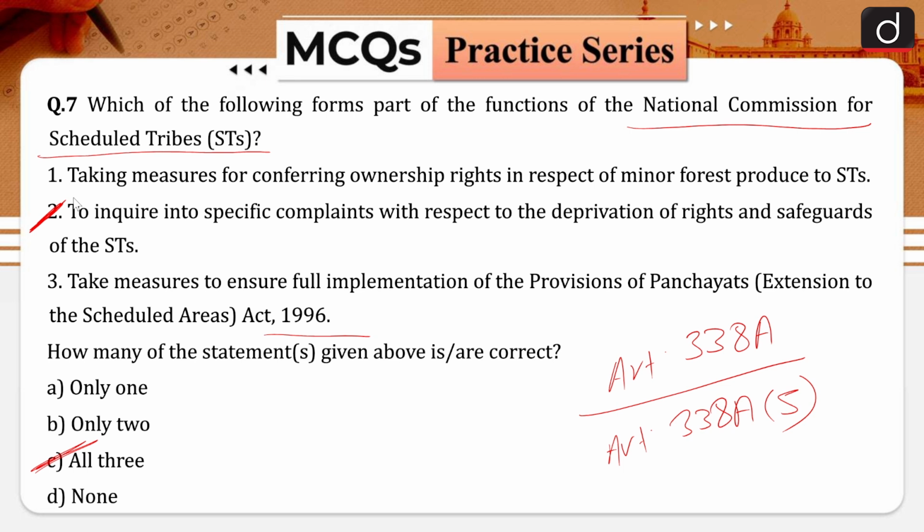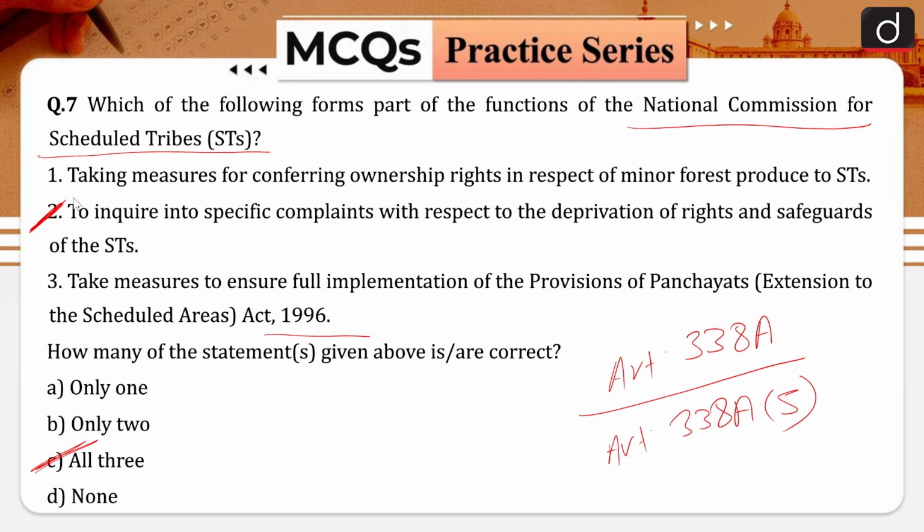To recommend measures required to be taken by the Union or any state for effective implementation of programs and schemes relating to the welfare and socio-economic development of the Scheduled Tribes. To discharge such other functions in relation to the protection, welfare, development and advancement of the Scheduled Tribes as the President may by rule specify, subject to the provisions of any law made by the Parliament.